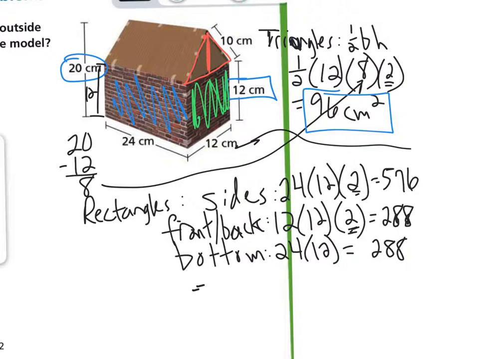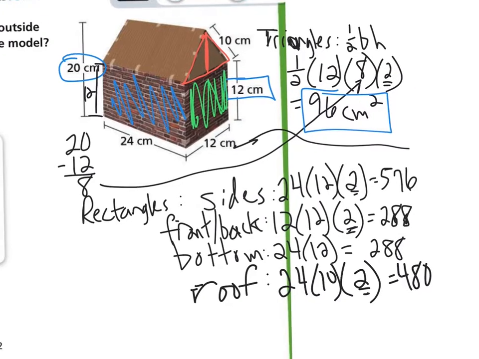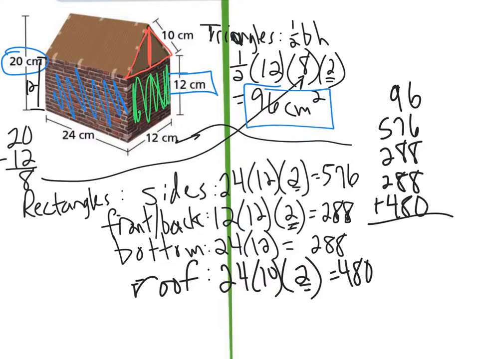So we're going to have rectangles on the roof part. 24 by 10, and how many of those do we have? 2. 480. Good. Once we've got that, we're going to be adding all these together here. So we're going to have 96, 576, 288, 288, and 480. We'll add all those together.